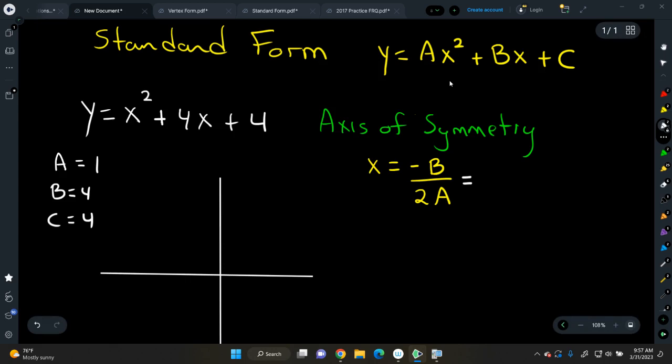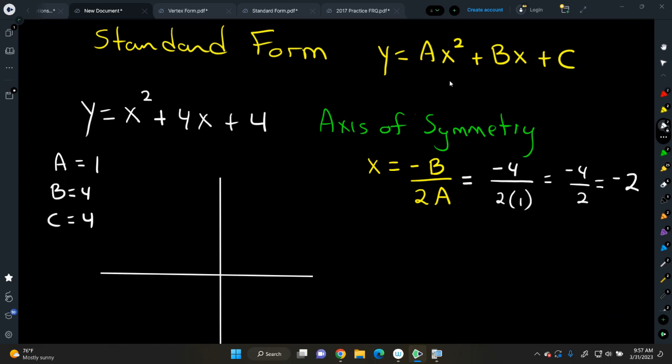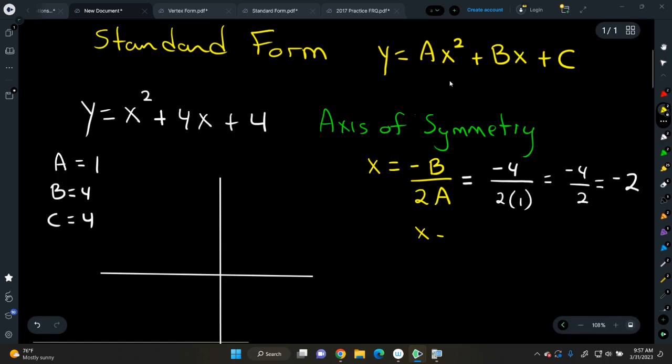So that would be negative 4 over 2A. And A is 1. So we have negative 4 over 2, which gives us negative 2. So our axis of symmetry is x equals negative 2.